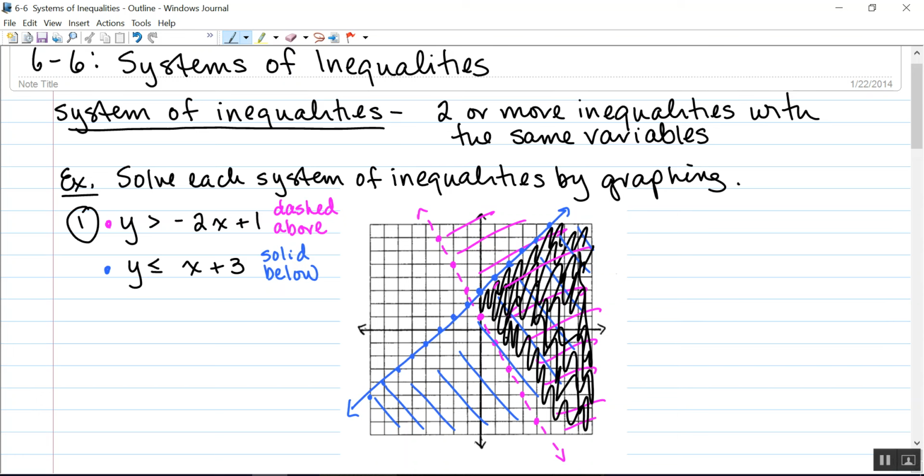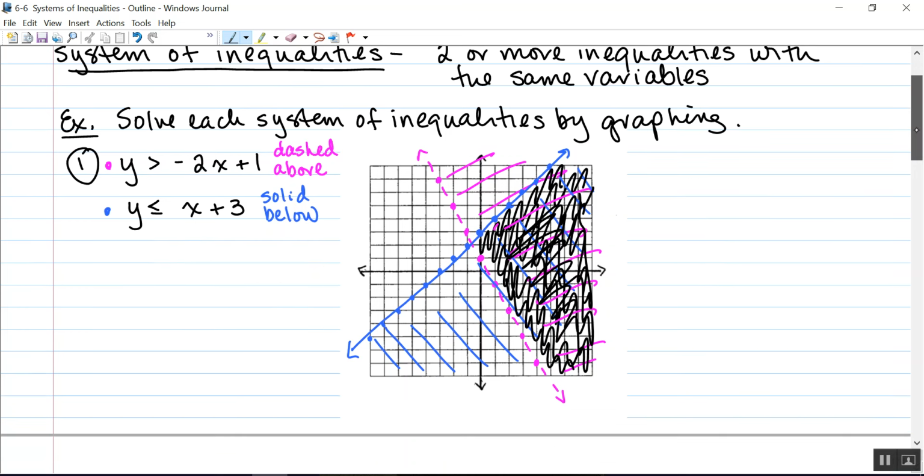What does this mean? This means that every point in this dark shaded region right here works in both of those inequalities. So there's an infinite number of points that work, and they're represented by this shaded area right here. Let's take a look at another example.